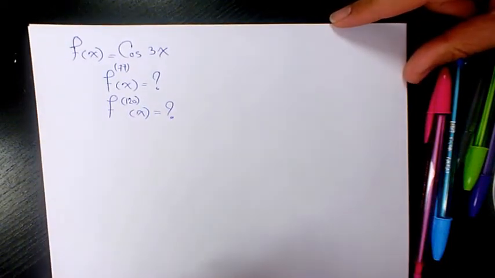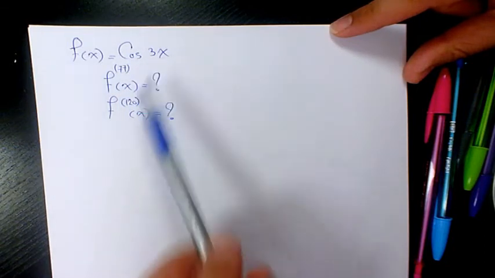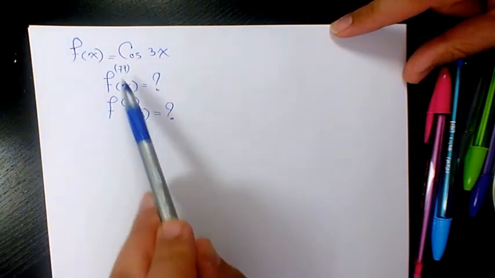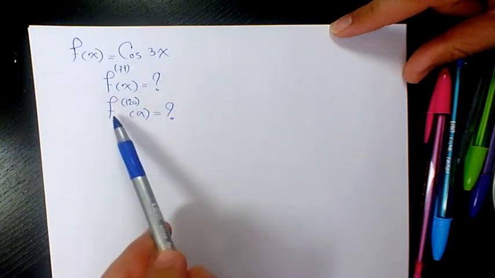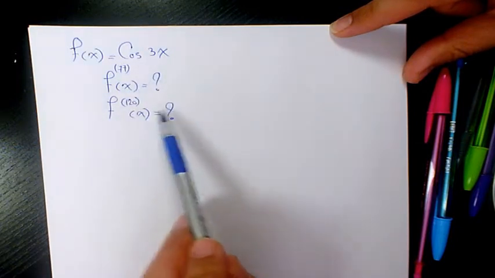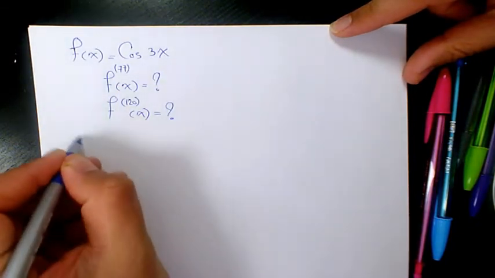Welcome to another video. In this video we have a function, f of x equals cosine 3x. We need to find the 77th derivative of this function and also the 120th derivative of this function.